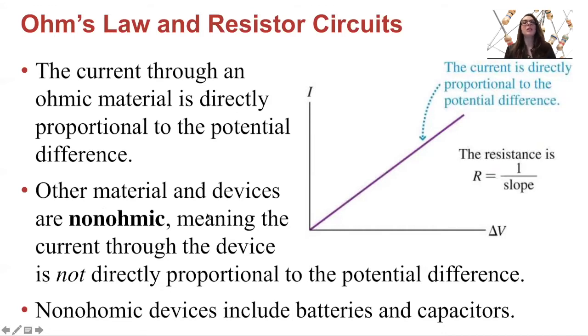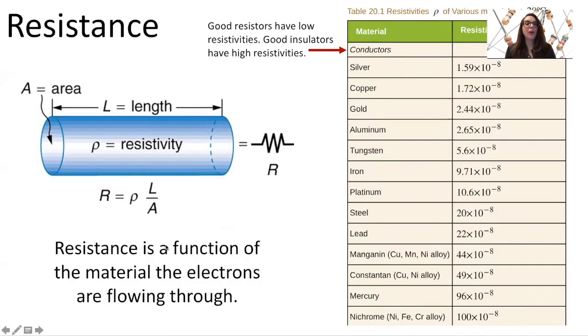So other materials and devices that we call non-ohmic are materials through which the current through the device is not directly proportional to the potential difference. Things that are non-ohmic devices include things like batteries and capacitors. Resistance is a function of the material the electrons in our current are flowing through.